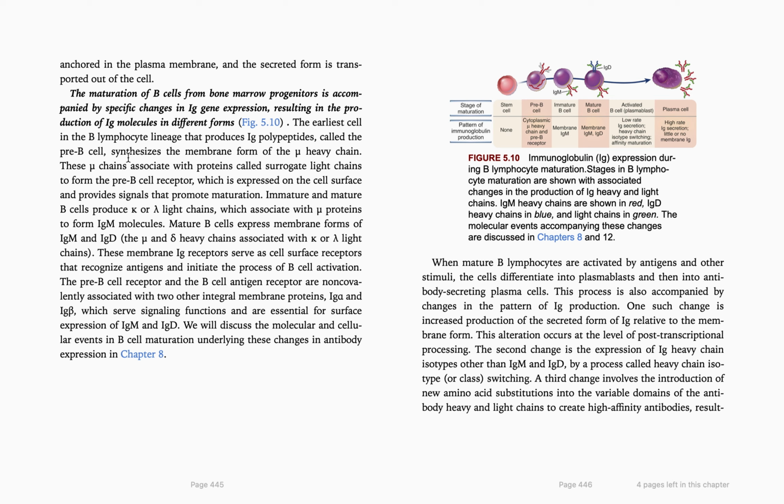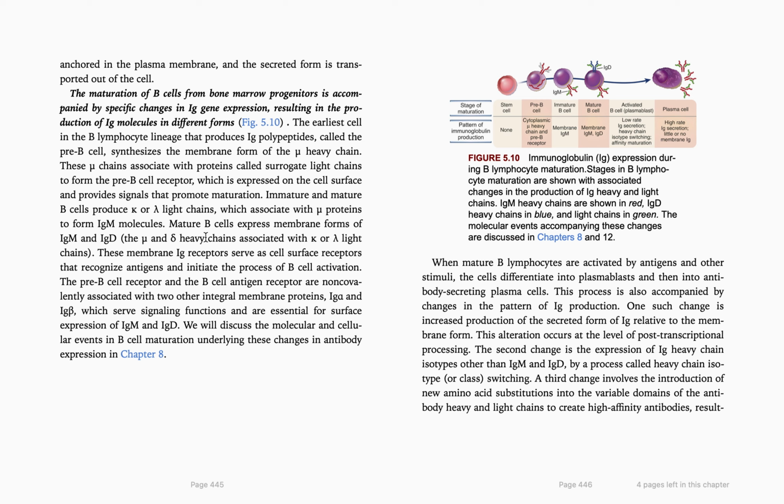The earliest cells in the B lymphocyte lineage that produce Ig, called the pre-B cells, synthesize the membrane form of the mu heavy chain. These mu chains associate with a protein called surrogate light chain to form the pre-B cell receptor, which is expressed on the cell surface and provides signals that promote maturation.